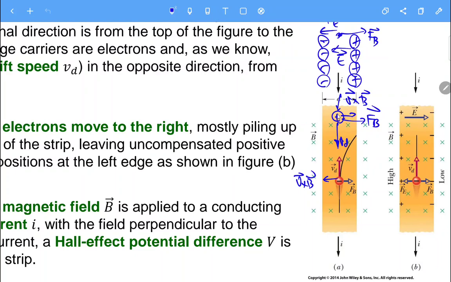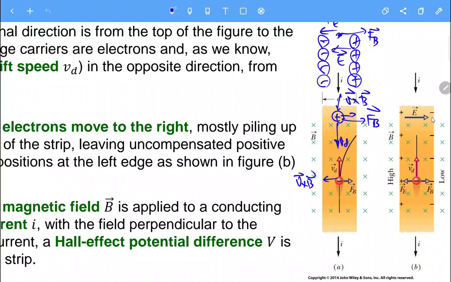In that case, if you have a negative charge, it should be going from bottom to top, which is opposite to the conventional current direction. So V cross B points to the left side, and since the charge is negative, FB points to the right side. The E field points to the right side, and since this is a negative charge, FE points to the left side.